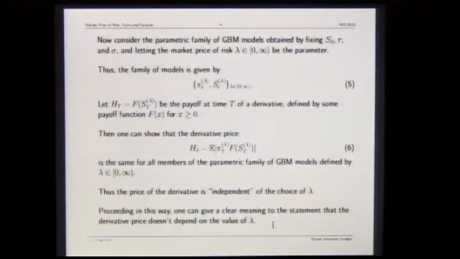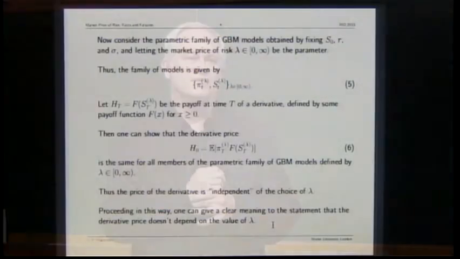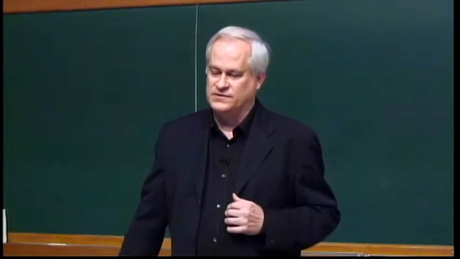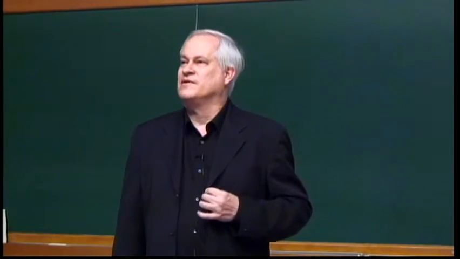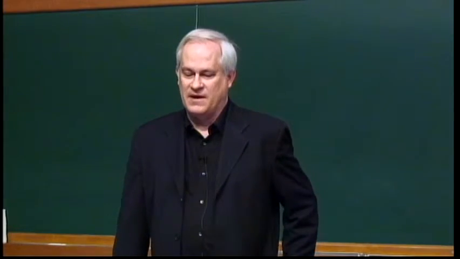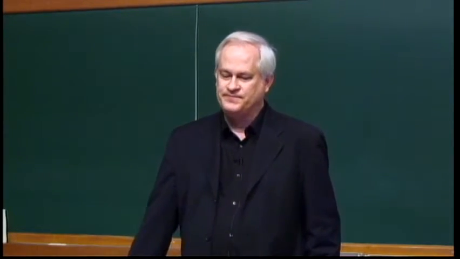And then, as an example of a parametric family of models, we take the geometric Brownian motion models, and we fix the initial price, the interest rate and the volatility, but we allow the market price of risk parameter lambda to vary over its admissible values. And so that gives us a one-parameter family of models labeled by lambda.